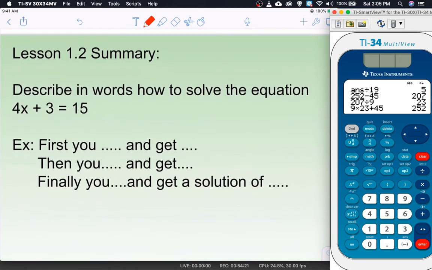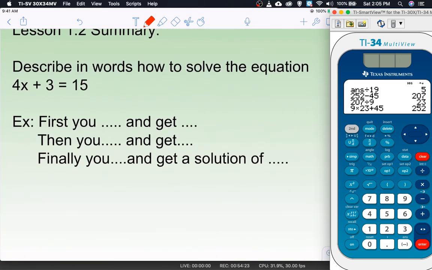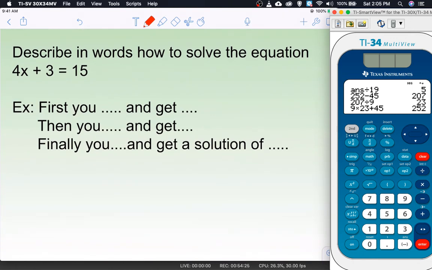And that's it. Summary. In your own words, describe how you would solve this equation. So use actual words. So first you do what? And you get what as a solution. Then you do what? Finally you do what? Okay? Take a minute, pause the video, write out your words, think about it, each individual step. When you're ready, continue, hit play, and we'll go through it together.